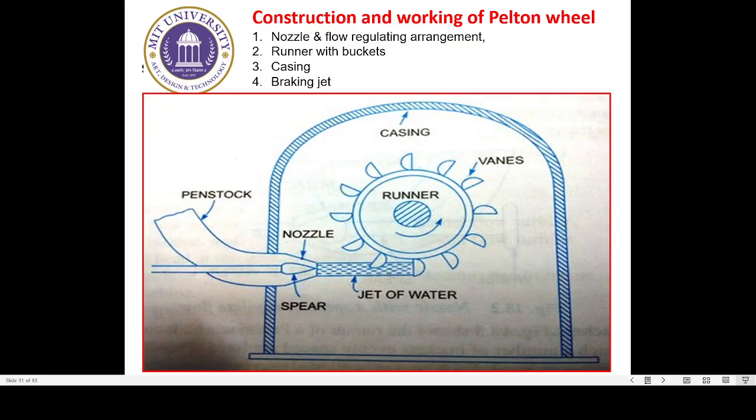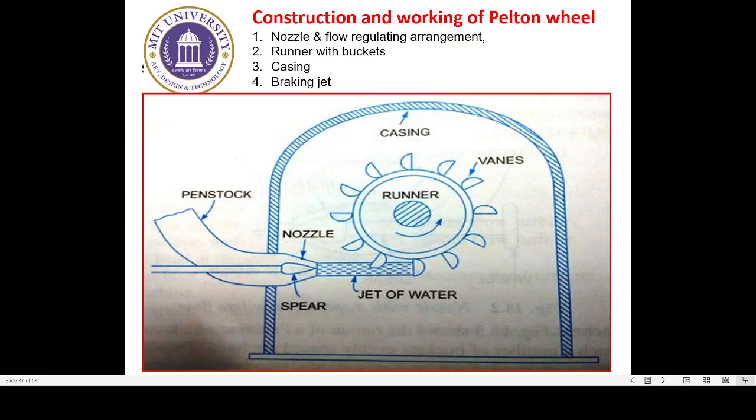Okay, and they are separated by a dividing wall, and that wall is normally known as a splitter. We will see in some of the next slides the arrangement for the buckets or the vanes which are fitted around the periphery of the runner. The jet of water strikes the splitter, and the splitter is the one that helps to divide the jet into two equal parts.